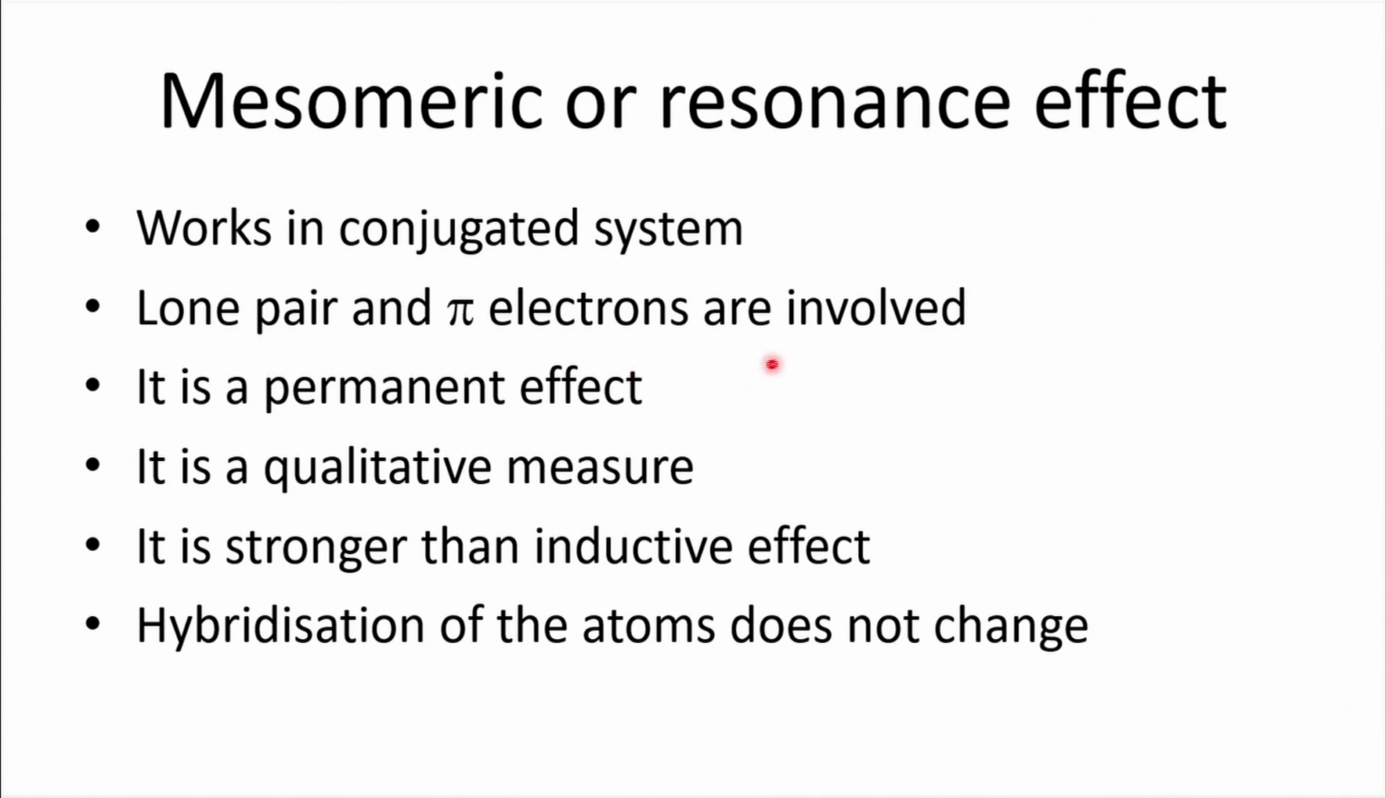Lone pair or pi electrons are also involved, because that is what we say conjugated systems require. The resonance structures actually work in the pi system. So, pi means either lone pair will be involved or pi electrons are involved, and this is actually a permanent effect, and it is a qualitative measure to explain some of the observed phenomena. It is much stronger than the inductive effect.